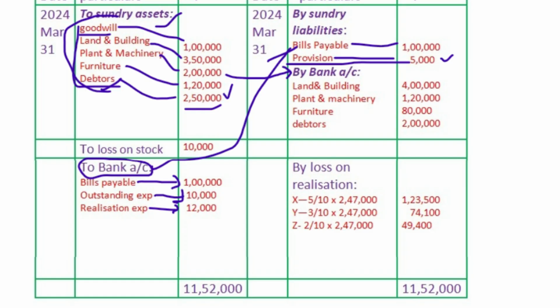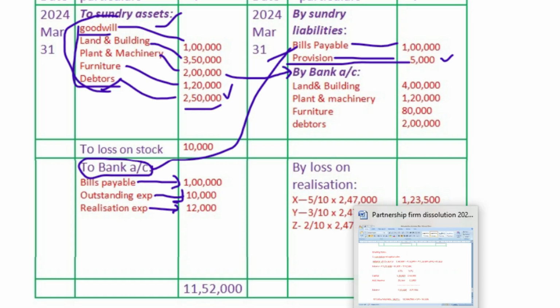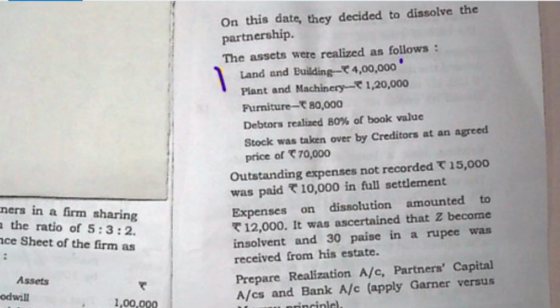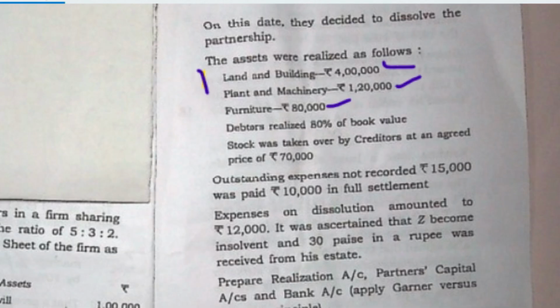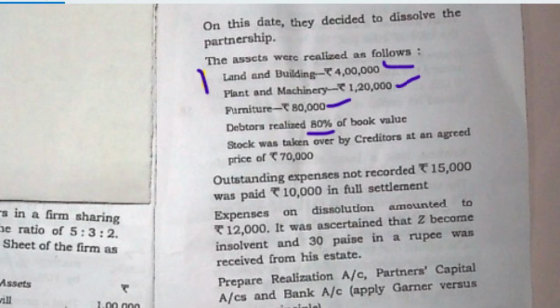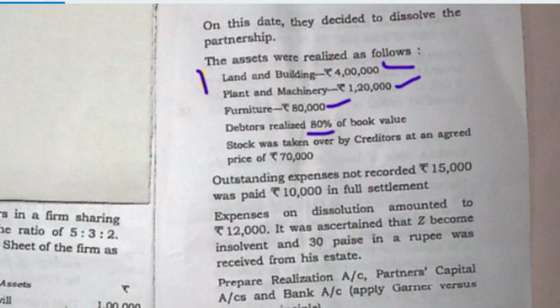Okay, so here I will show you this information again. Land and building 4 lakh, plant and machinery 1,20,000, furniture 80,000, debtors realize 80% of book value. So the book value is 2,50,000. 80% of 2,50,000 is 2 lakh. Only 2 lakh rupees received from the debtors.